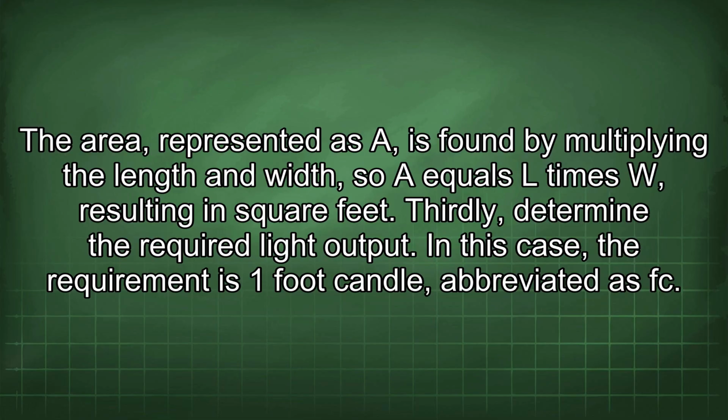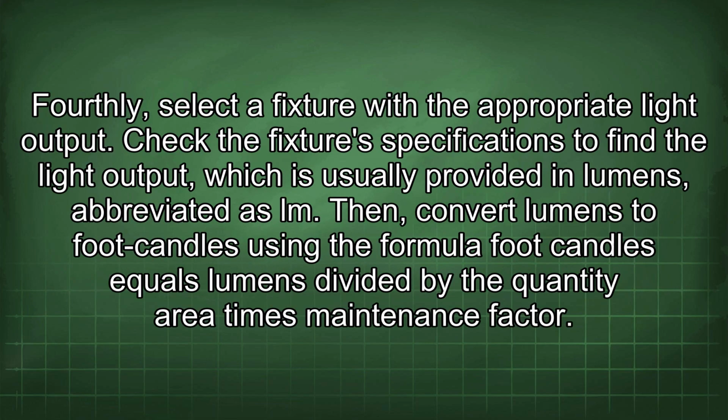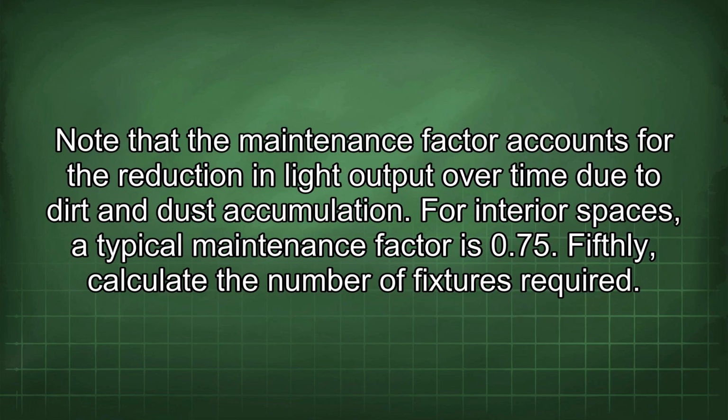in square feet. Thirdly, determine the required light output. In this case, the requirement is 1-foot candle, abbreviated as FC. Fourthly, select a fixture with the appropriate light output. Check the fixture's specifications to find the light output, which is usually provided in lumens, abbreviated as LM. Then convert lumens to foot candles using the formula foot candles equals lumens divided by the quantity area times maintenance factor. Note that the maintenance factor accounts for the reduction in light output over time due to dirt and dust accumulation. For interior spaces, a typical maintenance factor is 0.75.